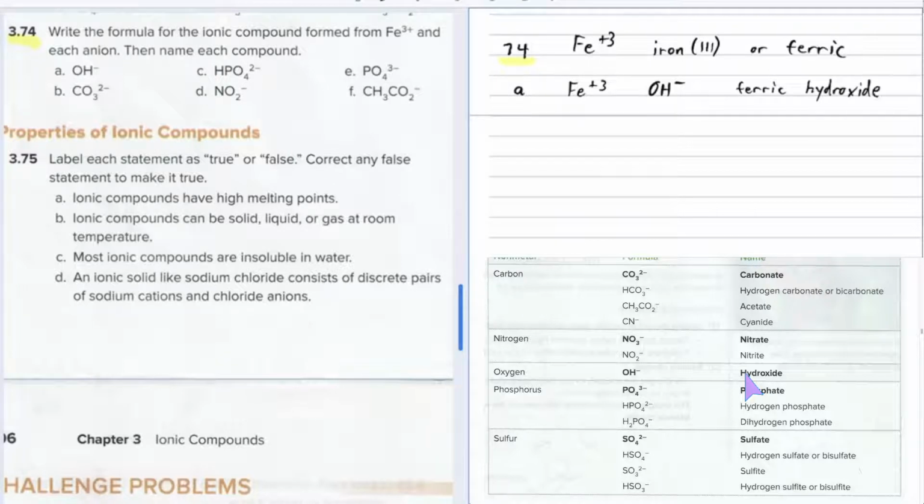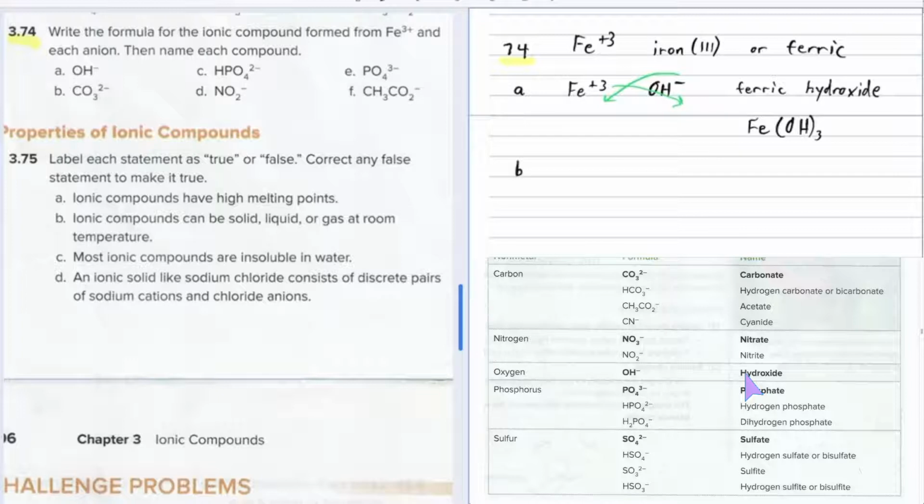Okay, to do this problem, sometimes we'll use this name or sometimes we'll use that one. I'll use this one for A. Now, the formula is pretty simple. You got 3 of these and 1 of those, so you're going to need 3 hydroxides and 1 ferric. So it's going to be Fe in parentheses OH 3.